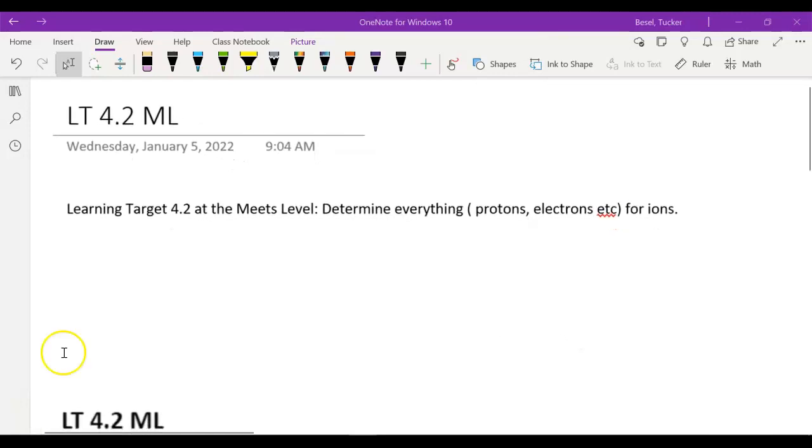So this is learning target 4.2 at the meets level, and the thing that you have to be able to do is determine everything that you had to do before, like the protons, electrons, etc., but for ions.